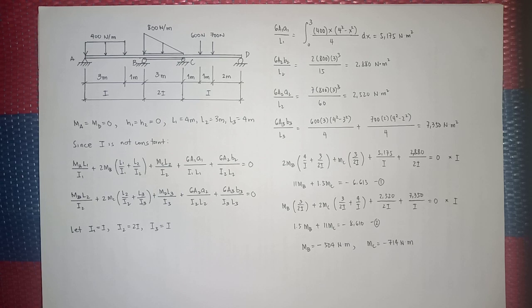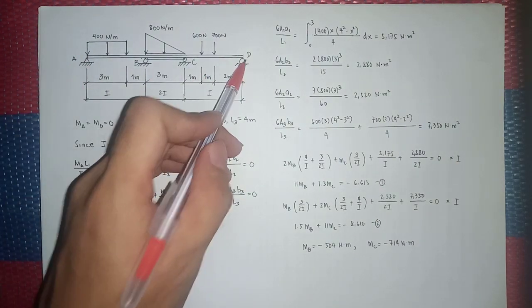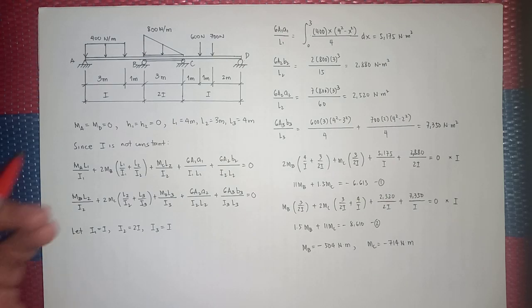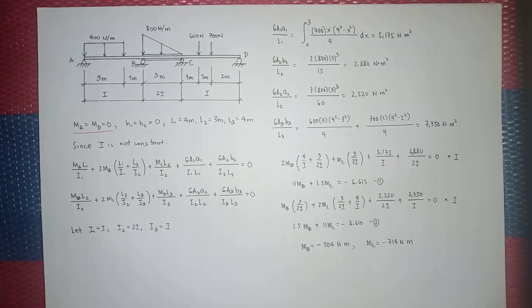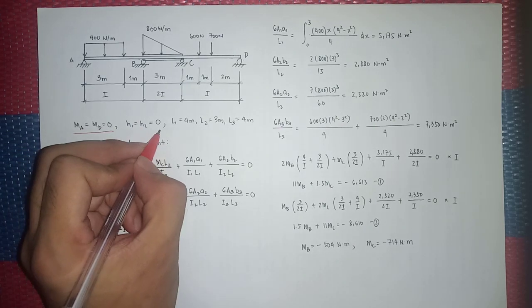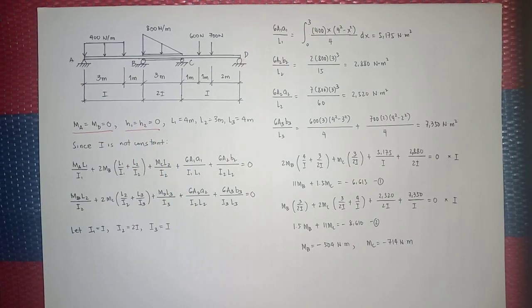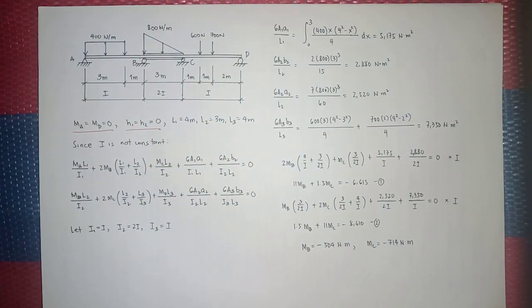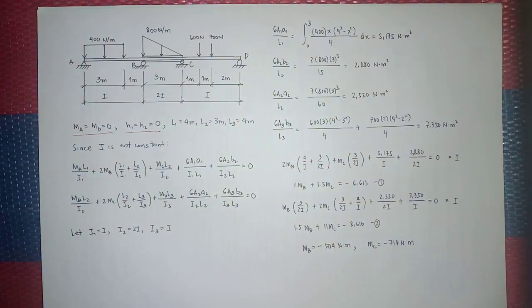Okay, so since itong dalawang to ay hinge and roller, yung moment dito parehas na 0. That's why I indicate it as 0 here for both end moments, no? H1 and H2 for both cases parehas na 0. So meron tayong tatlong span. L1 is 4 meters, ito yon. L2 3 meters, ito naman yon, and L3 is 4 meters, ito naman po yon.